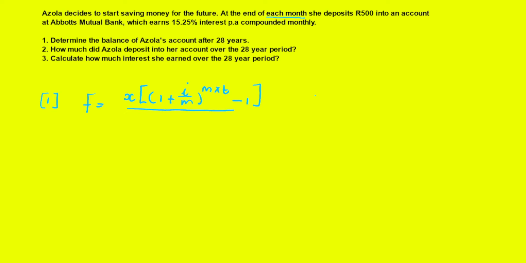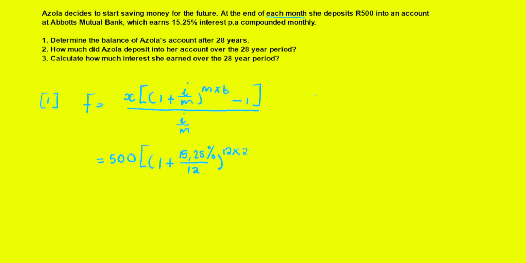There is our formula. Now, she puts in 500 rand. The interest that the bank gave her was 15.25%, and it was compounded monthly. So, to the power of, divided by 12, to the power of 12, excuse me.